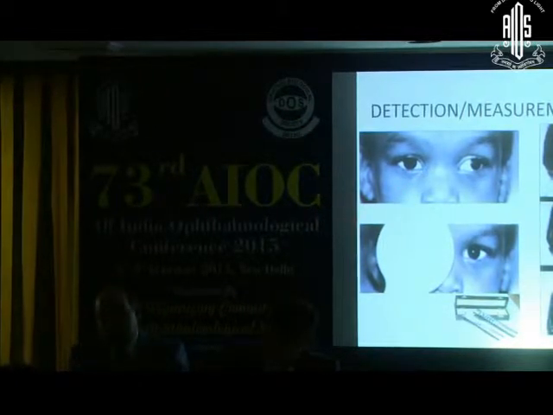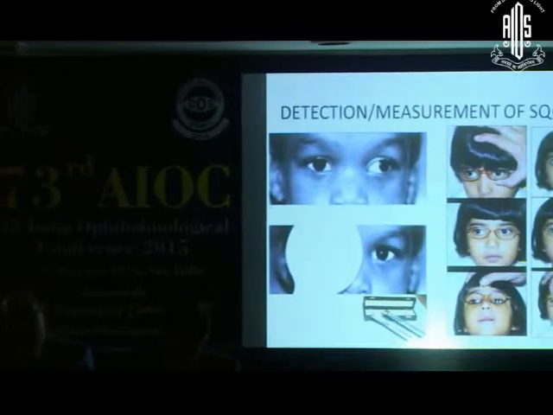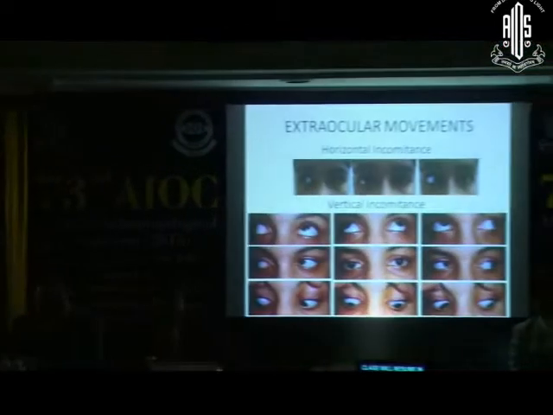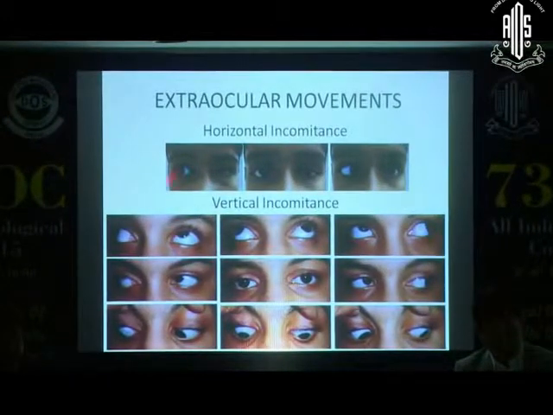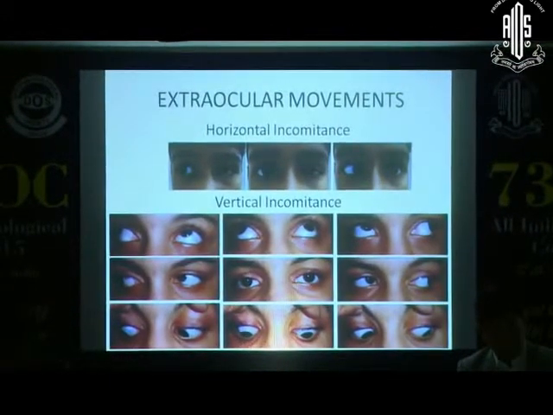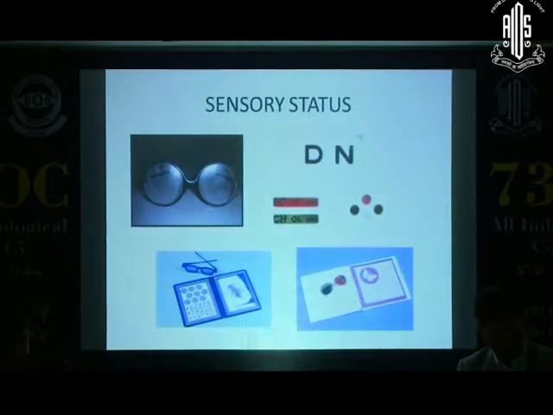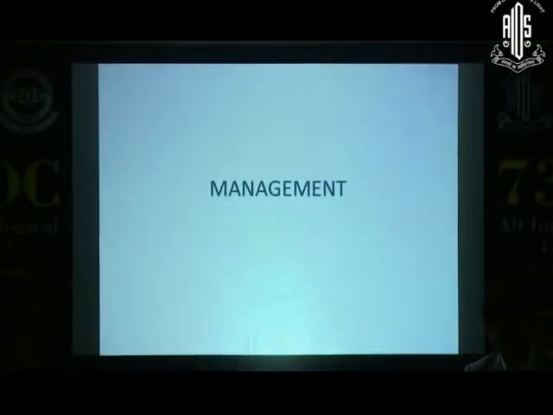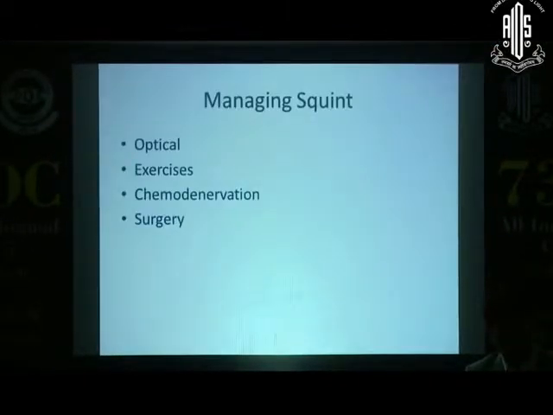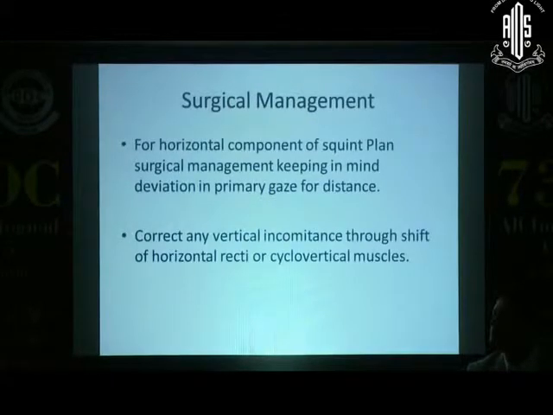The measurement of squint in up, primary and down gazes, near and distance. Look for any horizontal incompetence. Look for any vertical incompetence, like the obliques here, or any horizontal incompetence. So these are things that you need to note, and you need to look at the sensory status of the patient, because these are important things that are going to help you in deciding your surgical management as well as the outcome of the management. The non-surgical management has already been covered, so we're shifting now to surgery.